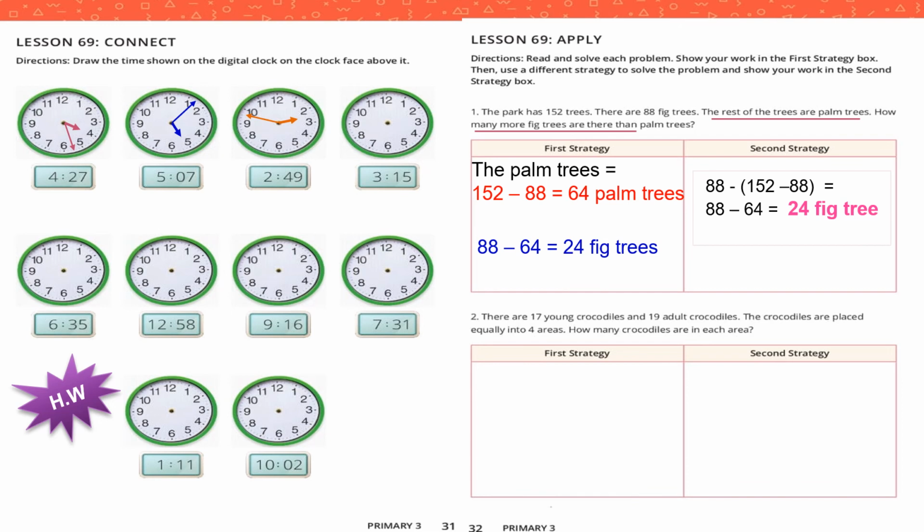If you don't understand this, never mind. You just need to understand one strategy. But let's try to think more and more, okay?